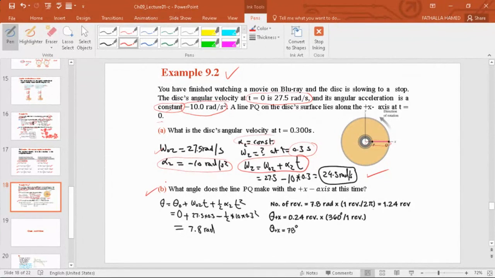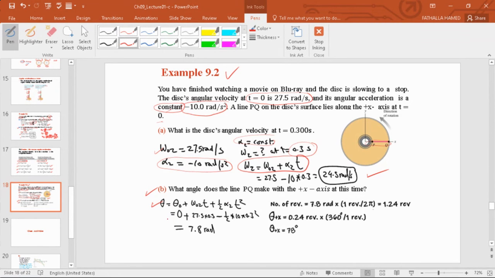In B, what angle does the line PQ make with the positive x-axis at this time? Well, you want to see the angular position. So you're going to use the equation theta is equal to theta 0 plus omega 0 z t plus 1/2 alpha z t squared. And I remind you, the disk is in the xy plane. That's why the rotation is around the z-axis, and that's why we use the subscript z for omega here and alpha.